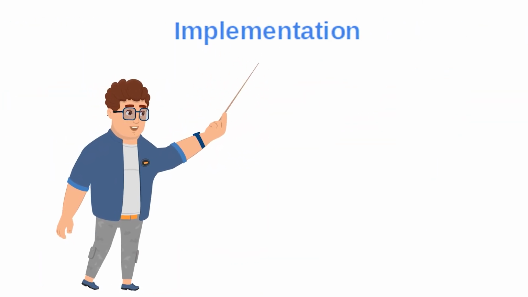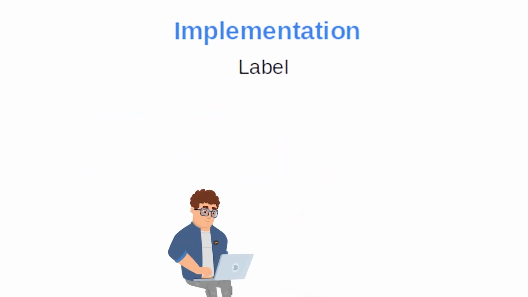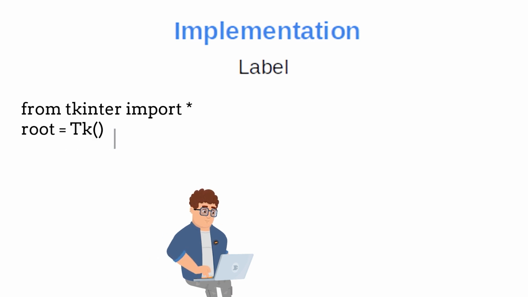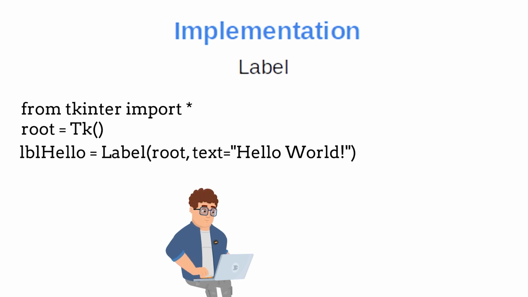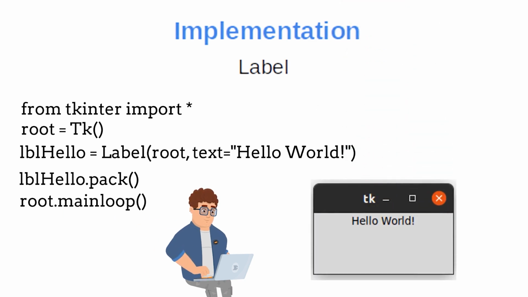Implementation. Let's implement each widget in our Tkinter GUI application. To create a label in our application, first, we need to import the Tkinter library. Create the root window. Create the label, and the label's parent widget is the root window. This means that the label is contained inside the root window. Then, pack the widget into the application. Finally, run the main loop. This will create a label with the text "Hello World."